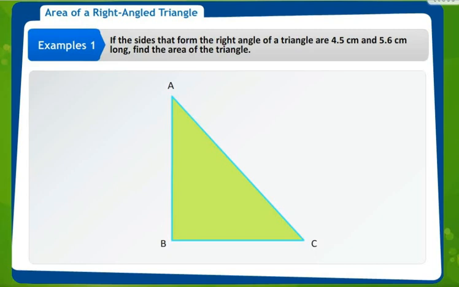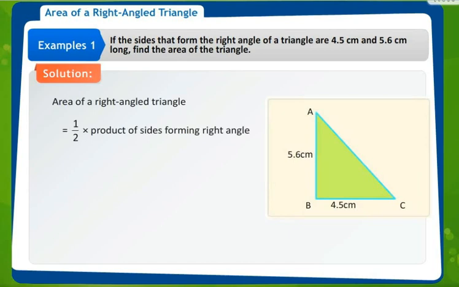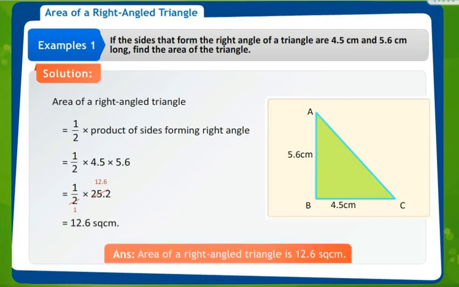If the sides that form a right angle of a triangle are 4.5 and 5.6 centimeter long, find the area of the triangle. Now we know area of a right angle triangle is half into the product of the sides forming the right angle, which is equal to half into 4.5 into 5.6. This is further equal to 1 upon 2 into 25.2, which is equal to 12.6 square centimeter. Since the units are centimeter, area will be measured in square centimeter.